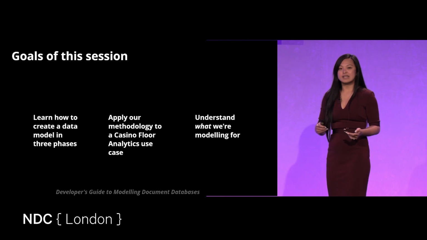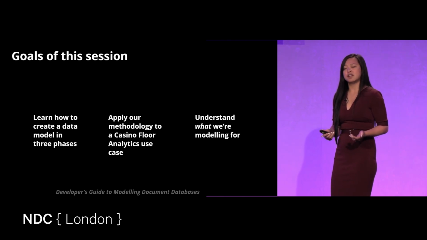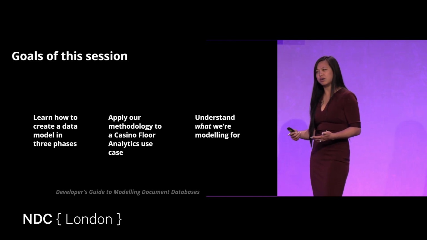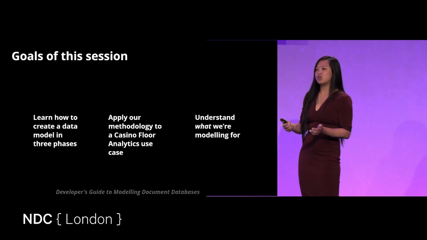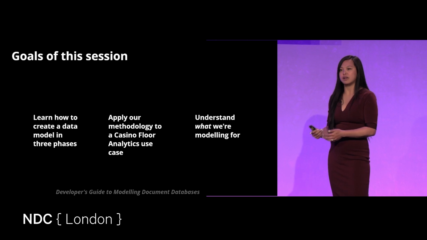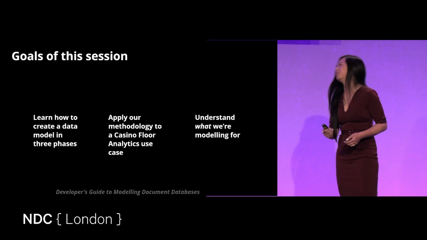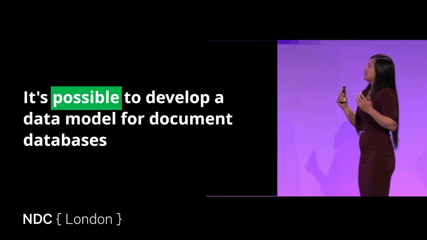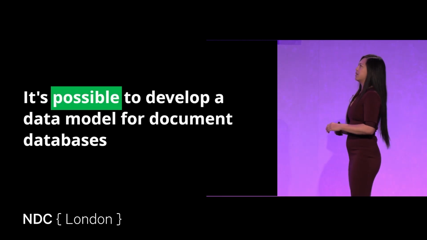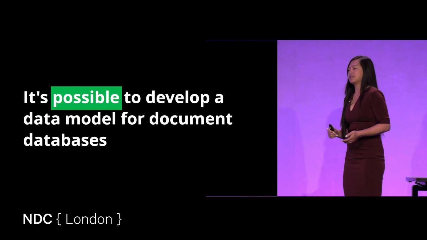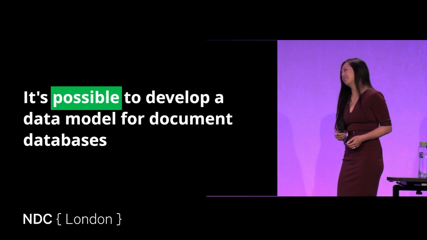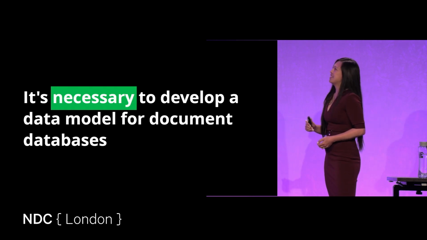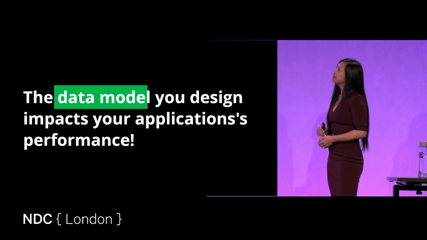And finally, the last thing, which is also one of the most important things, is understanding what we are modeling for. So just because we know how to do it, it's very important to know what we are aiming for and how those decisions impact how we develop the rest of the data model. So it is absolutely possible to develop a data model for document databases, despite what you may have heard and despite all the tabloids you may have seen. And it's very, very necessary to have one.